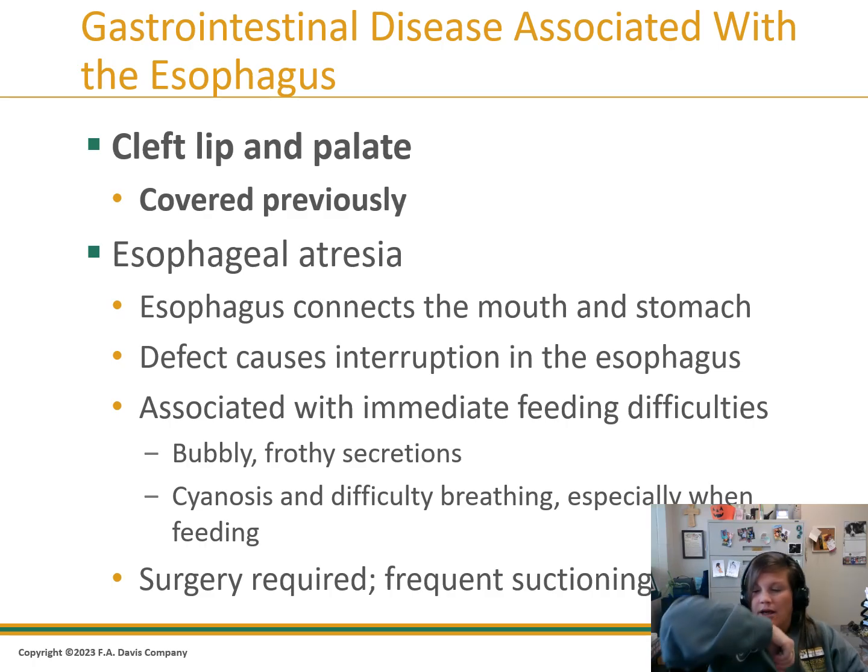This is suctioning that might still be using a bulb syringe, but could even result in the need for the Yankauer or the DeLee catheter. We're getting all of those secretions from the mouth primarily in this situation.